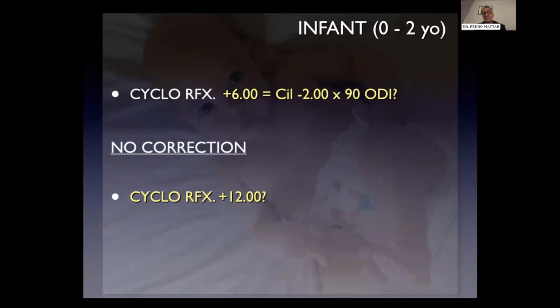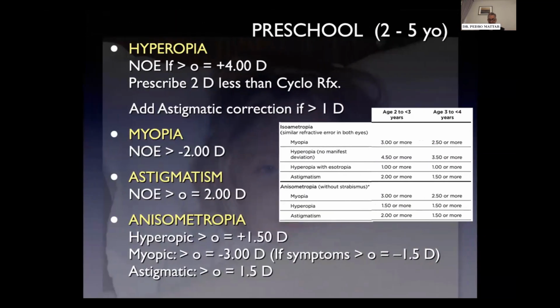So this is an example of a child that has this cycloplegia. We don't do anything. In the patient that has 12 diopters, we will try to correct 10. Okay, we're talking about children with normal ocular examination. In the case of preschool children, it's a little different. These are the guidelines that we use. We say that 4 diopters or less is normal. And we can say that 2 diopters could be normal, but this varies.